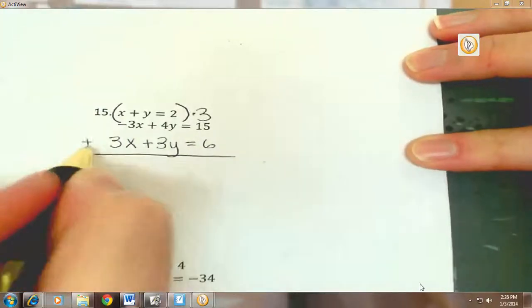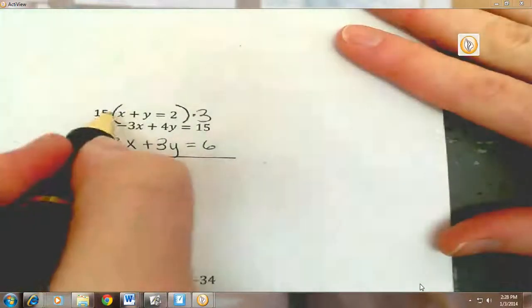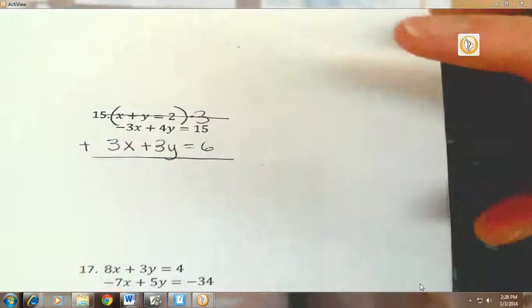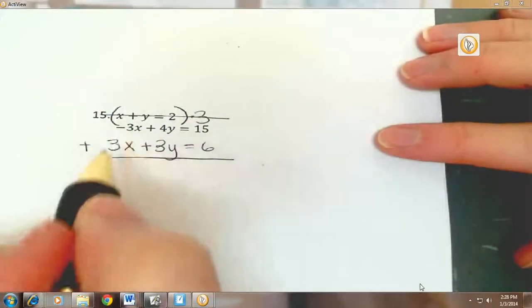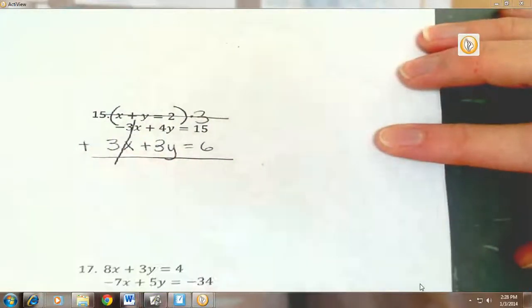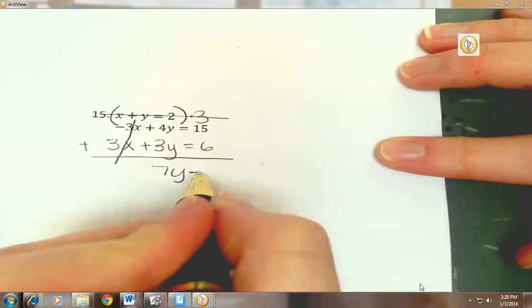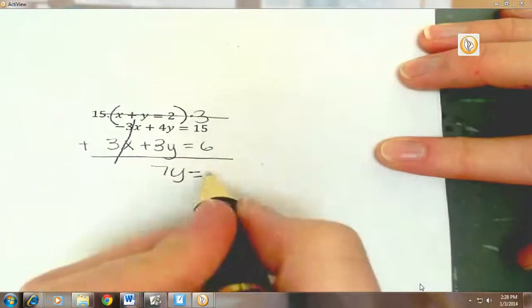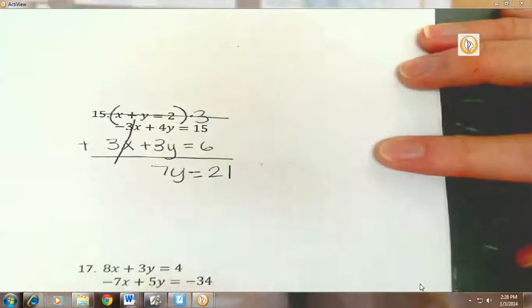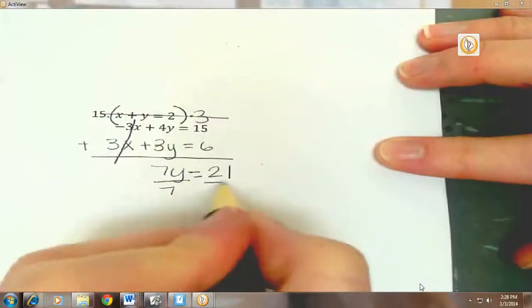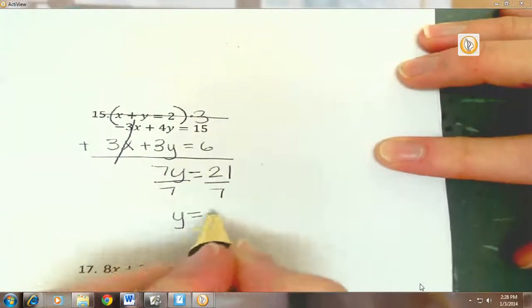Now in elimination, we always like to add the equations together. So I'm going to ignore that top equation because I've now multiplied it by 3. When you add your equations, obviously the x's will cancel each other out. 4y plus 3y is 7y. And 15 plus 6 is 21. Continue to solve by dividing by 7. y equals 3.